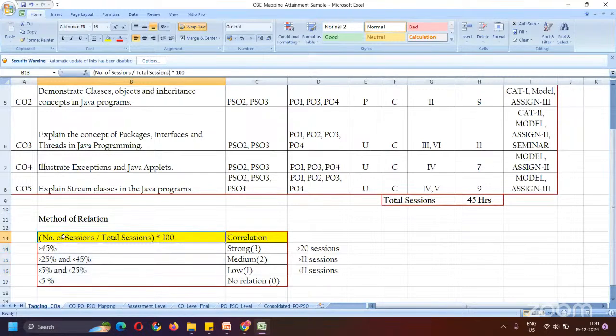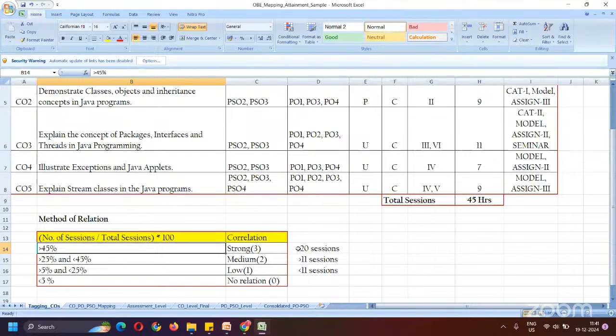If I'm using this method of relation for tagging my POs and PSOs, this has to be set at the institutional level. If I'm going to do the PSO and CO mapping, that has to be done at the department level, up to the teachers. The individual subject teachers can define what percentage of sessions they will use for their method of relation. So it is very important before going for the mapping. If you're tagging your COs, then it is up to the teachers; they can define their benchmark for method of relations based on the sessions they calculate.